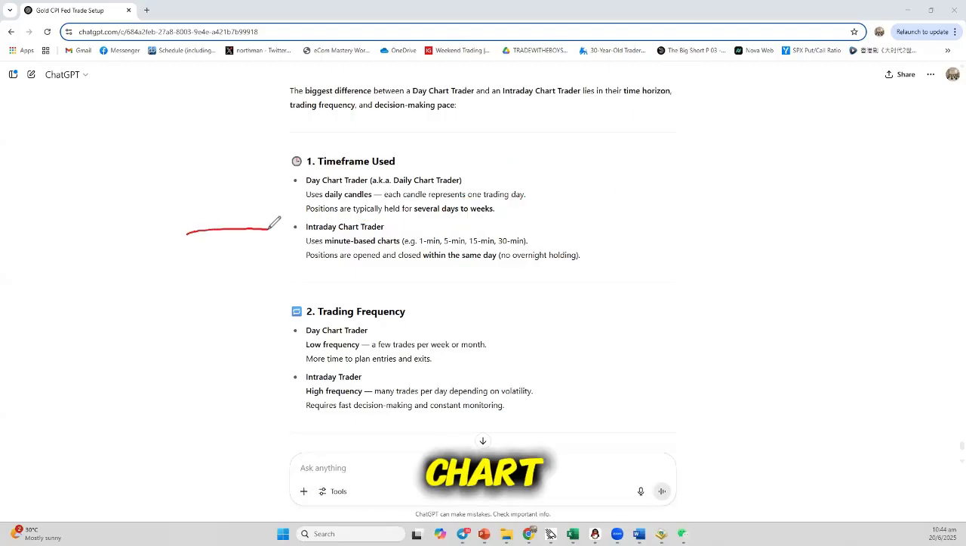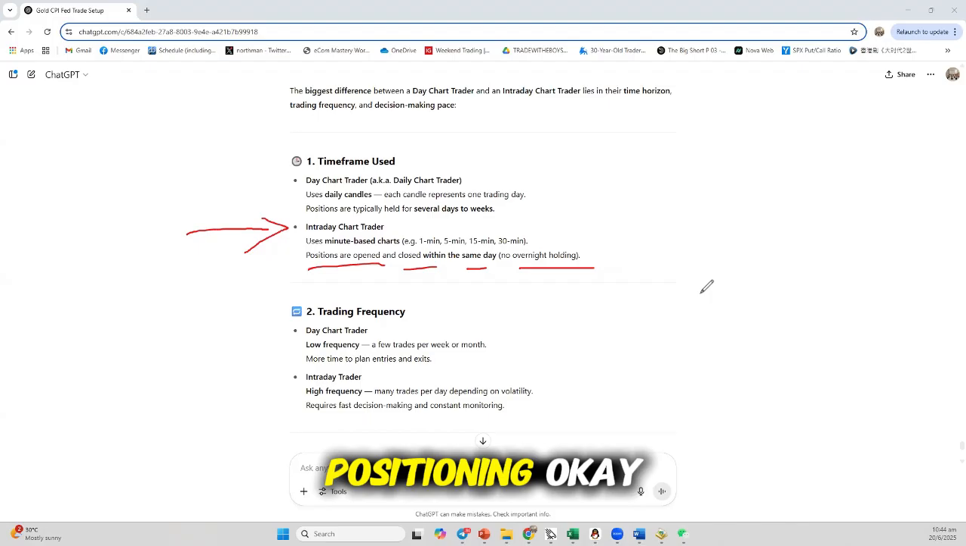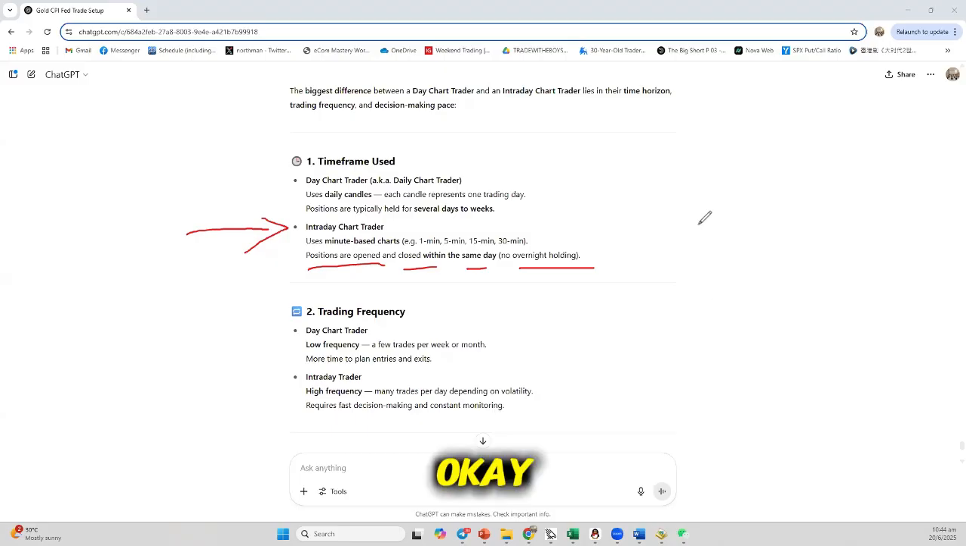Now, the intraday chart, what some of us do is look at the 1-minute, the 3-minute, the 5-minute and so on. MT4 only has the M charts; I think MT5 has a 3-minute chart if I'm not wrong. These traders basically open and close within the same day. Very rarely do they hold overnight. Based on what I'm seeing right now, some of you are actually doing intraday chart trading. So that is the difference in terms of time horizon.